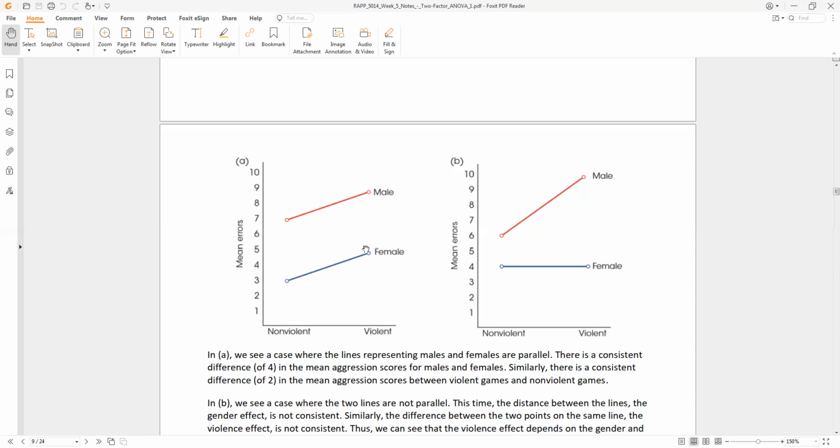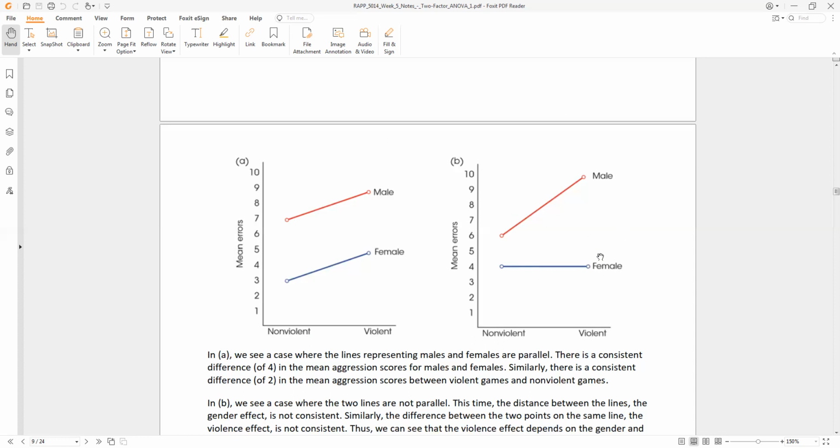So the difference that you see based on gender doesn't depend on whether the game is violent. And the difference you see based on violence doesn't depend on the gender. They have no interaction, and you can separate them nicely. And visually, that looks like these parallel lines.